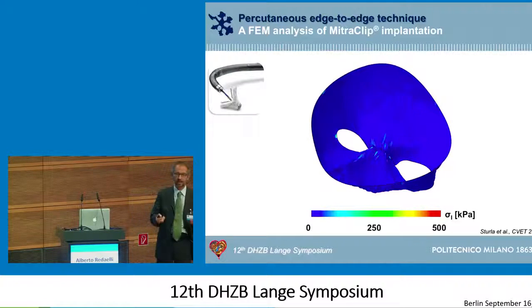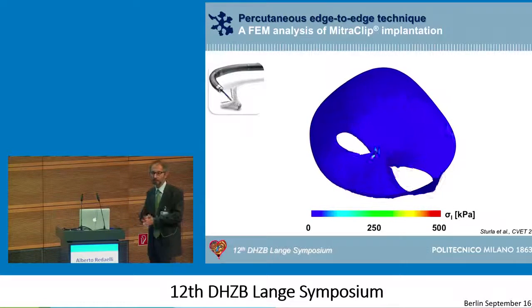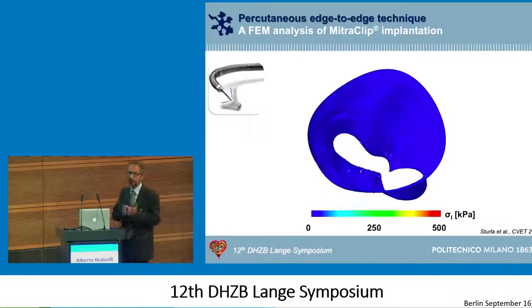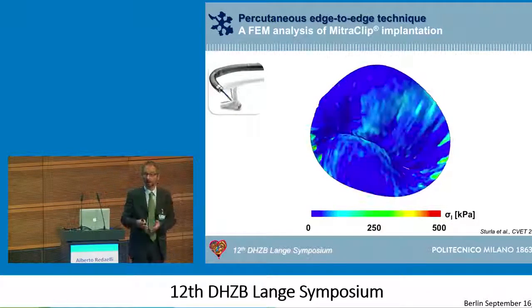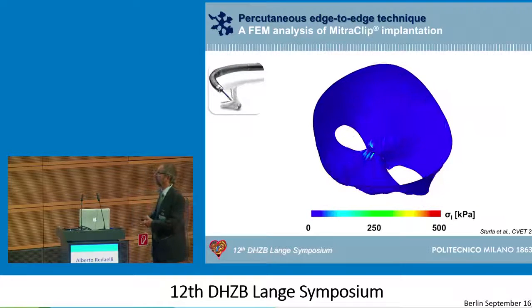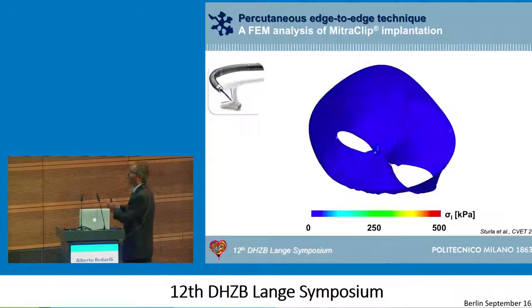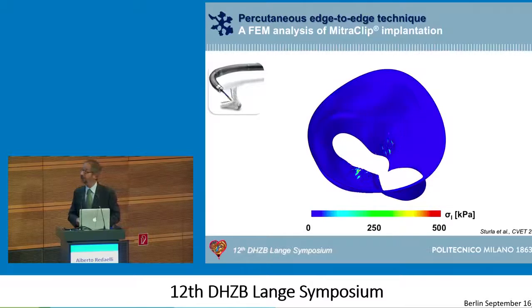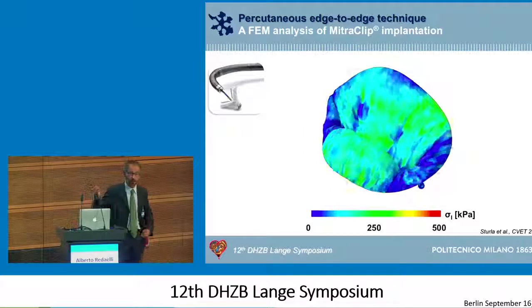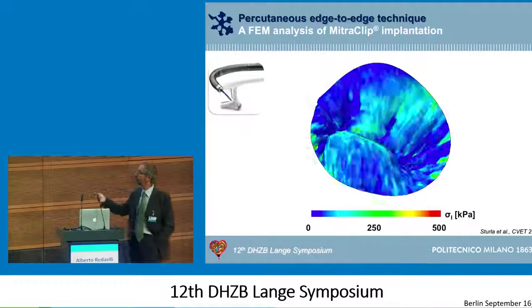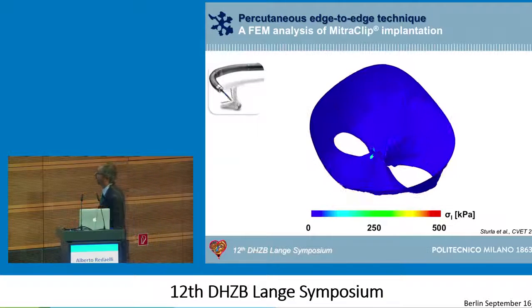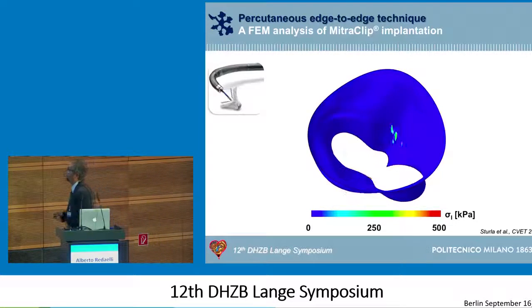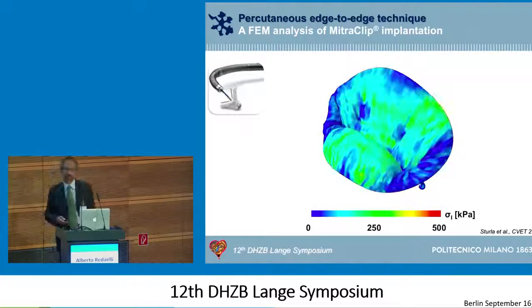For instance, we can calculate the coaptation area, the coaptation length, the strength, the tension on the chordae, or the stresses on the leaflets. For that, we need computational modeling. And this is an example of a leaflet in which we have simulated the MitraClip position and where we are calculating the stresses.